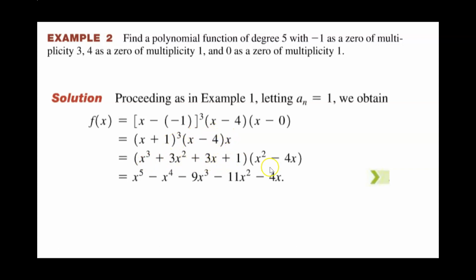Distribute the x inside. We get x squared. And then it's x times this 4 gives you the negative 4x. Then we have to take this x squared to multiply it here, here, here, and here. Then take the negative 4, multiply it to here, here, here, and here, collect like terms, and we get this answer here.